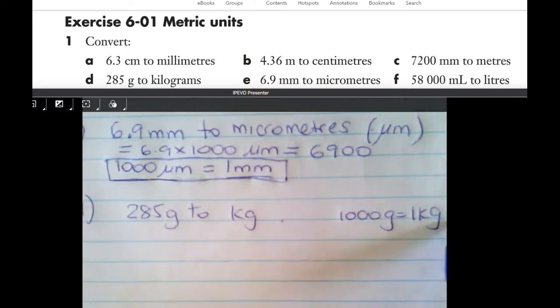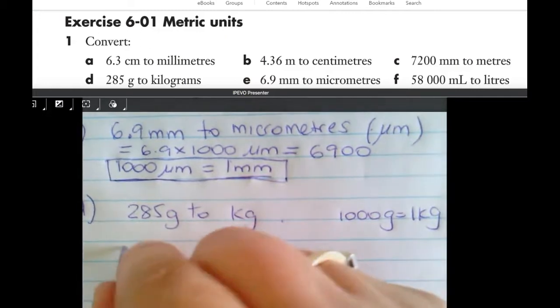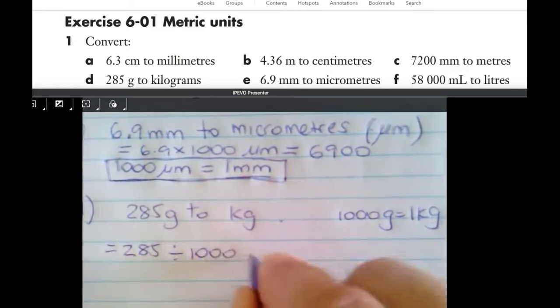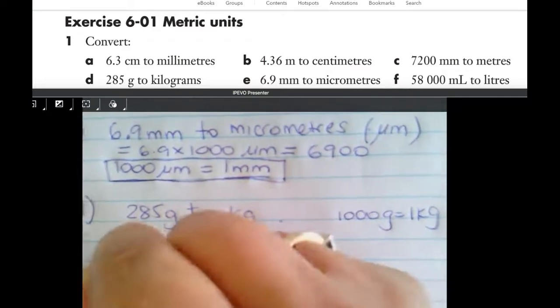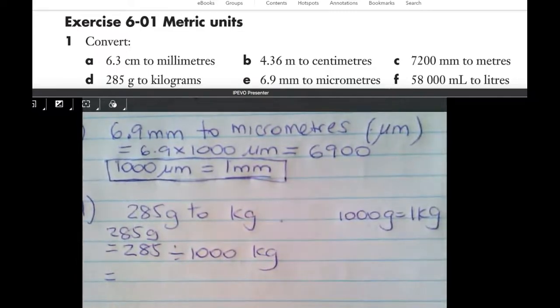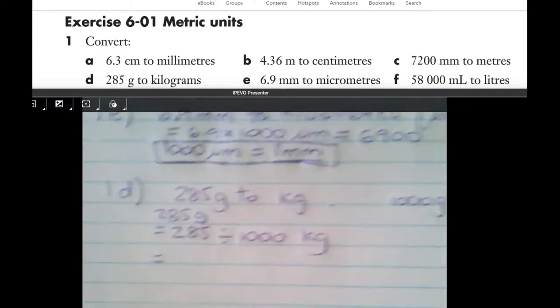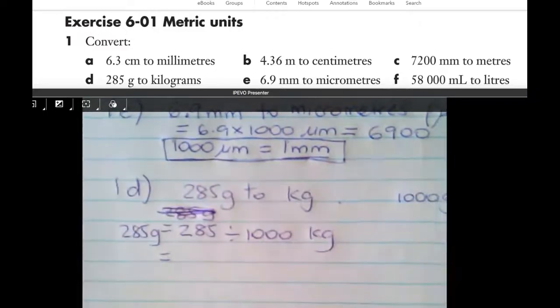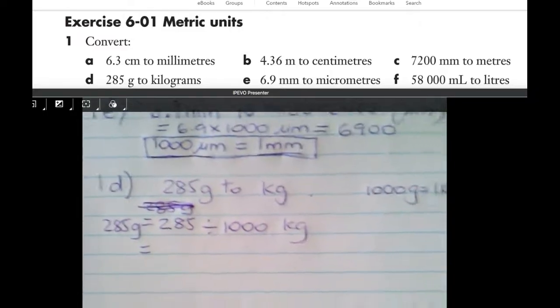See, 1,000 grams equals 1 kilogram. If you're going from grams to kilograms, the number gets smaller. You're going from 1,000 to 1, less. It's 1,000 times smaller. So that's equal to 285 divided by 1,000 kilograms. So 285 grams is equal to 285 divided by 1,000 kilograms. Here, I'll put the 285 here. How do you divide that by 1,000 without a calc?